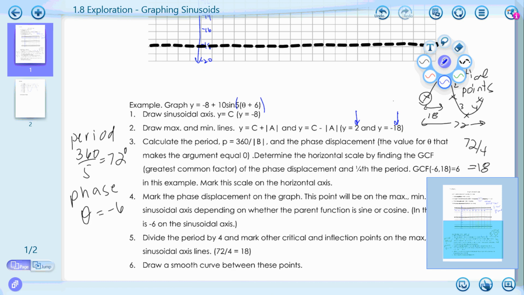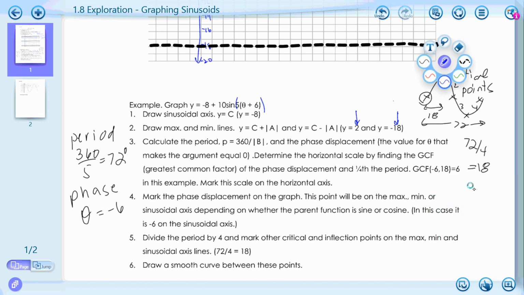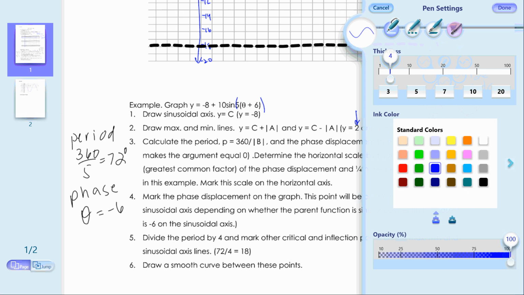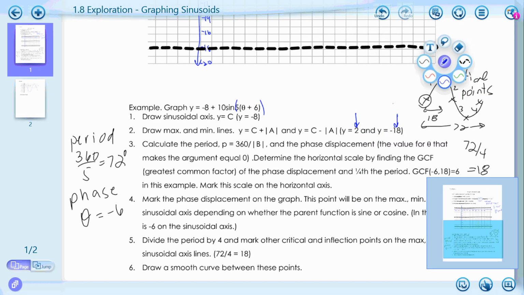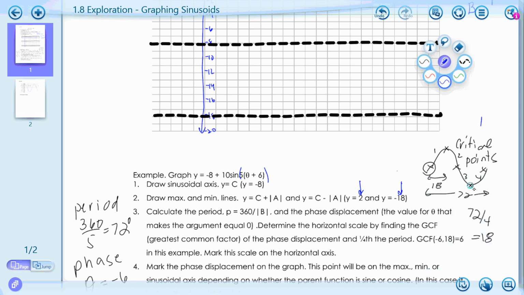Okay, look at the next step. I've marked my scale. Mark the phase displacement on the graph. This point will be on the max, min, or sinusoidal axis, depending on whether the parent function is sine or cosine. In this case, it's sine. So again, I'm going to look at this initial point in my sinusoid here. This initial point is what I'm trying to get at here, right?